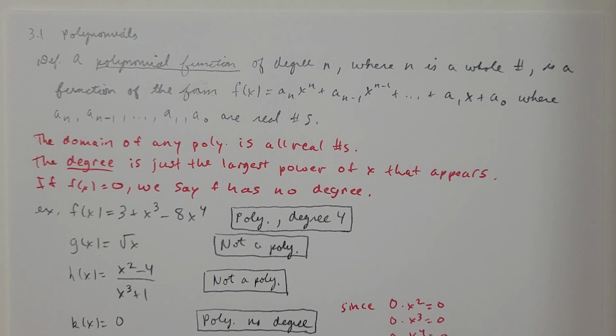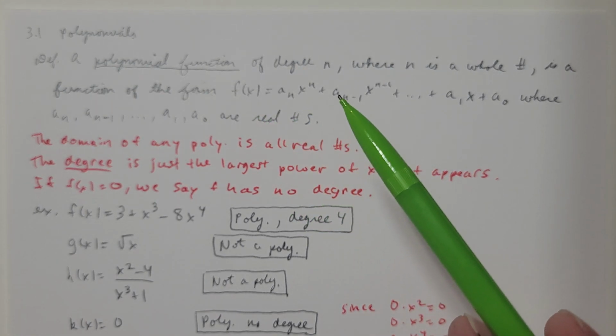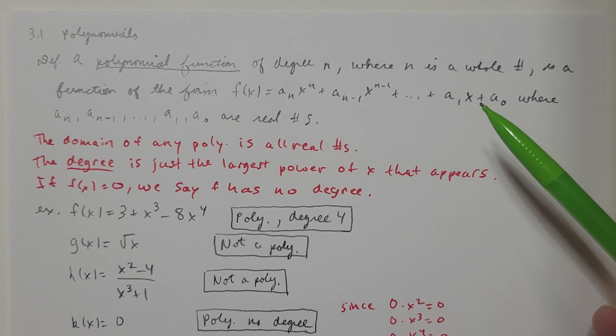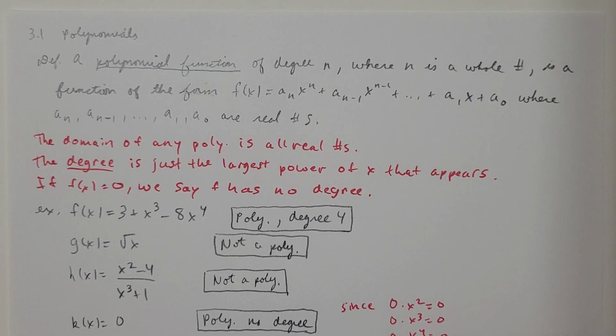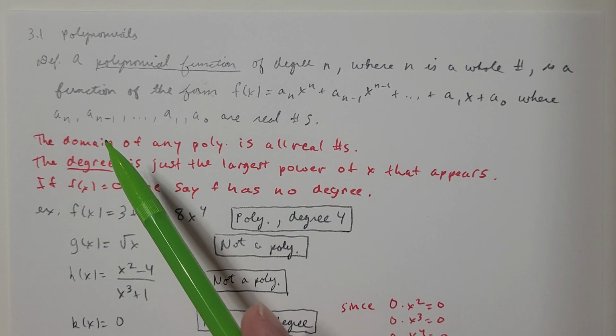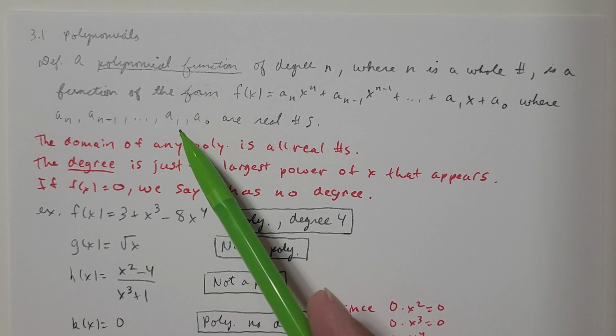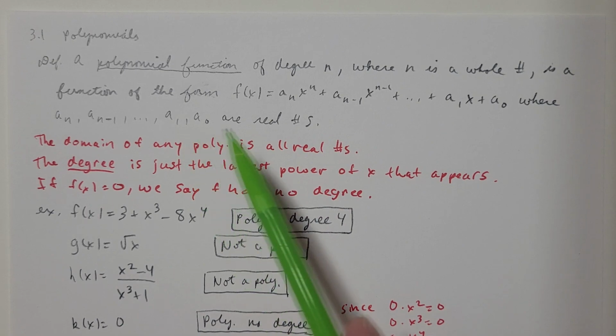So it says that a polynomial function of degree n, where n is a whole number, is a function of the form f of x equals a sub n times x to the n plus a sub n minus 1 times x to the n minus 1 plus a sub n minus 2 times x to the n minus 2 plus etc. All the way down till we get to the last couple of terms here, a sub 1 times x to the first, or just a sub 1 times x, plus a sub 0, where a sub n minus 1, a sub n minus 2, etc., all the way up to a sub 1 and a sub 0, those are just real numbers.